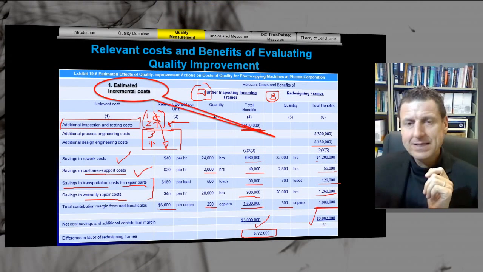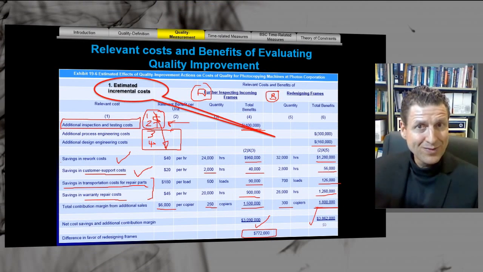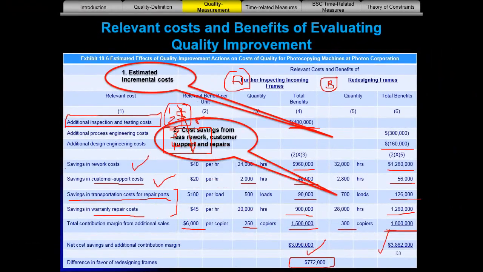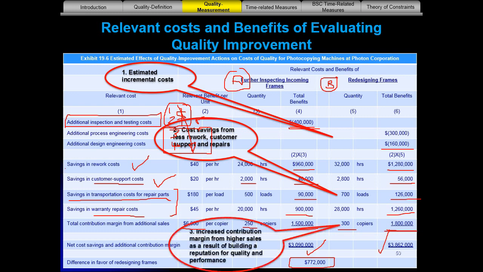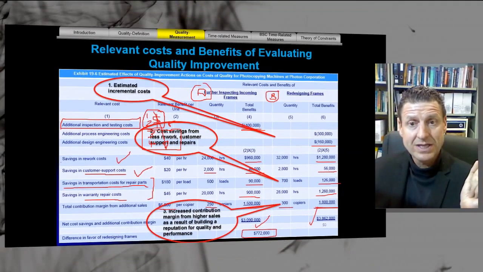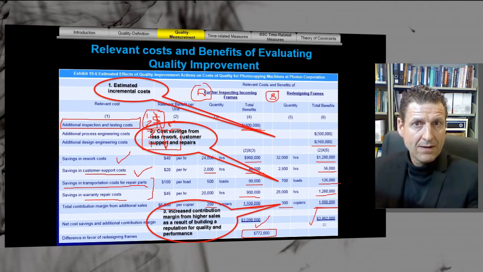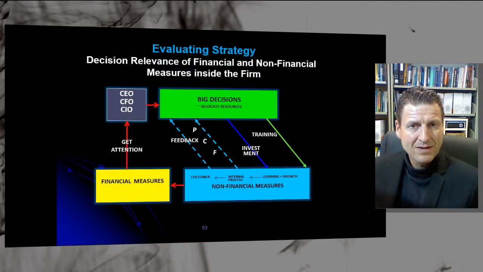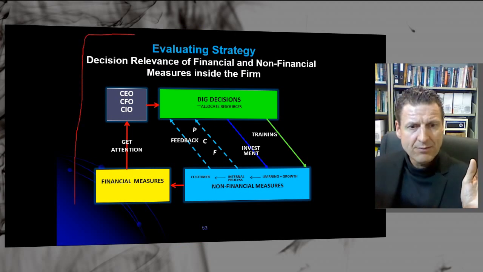So here's our summary. We have estimated incremental costs. We have cost savings from less rework, customer support and repairs. And we have increased contribution margin from higher sales as a result of building a reputation for quality and performance. Just to summarize these two options again, and this is probably how you would present it to the CEO in terms of these 3 conversational points. So let's do a final summary here of what we're doing.